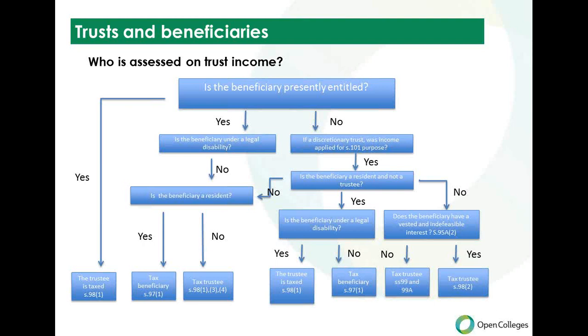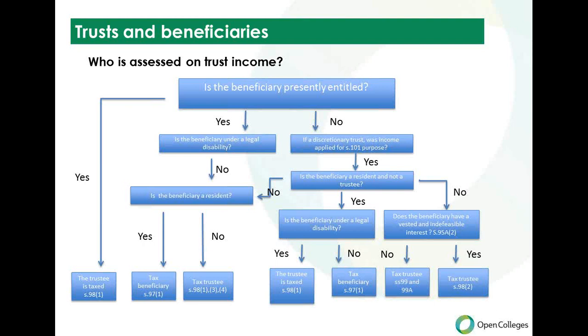So one of the best ways to understand trust issues is to literally ask yourself these questions. So number one, is the beneficiary presently entitled? Yes. Is the beneficiary under a legal disability? No. Is the beneficiary a resident? Yes. Then it's a tax and the section reference is section 97.1. If it's a minor beneficiary, then the trustee gets taxed and 98.1 becomes the relevant section reference.